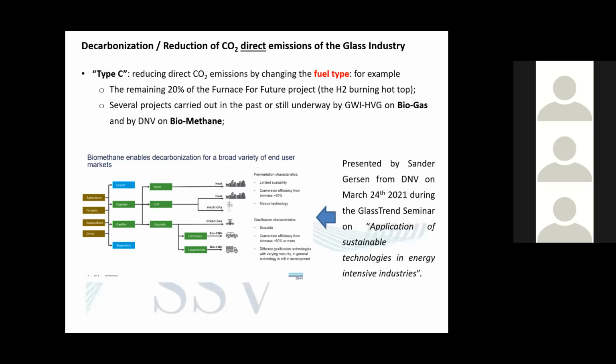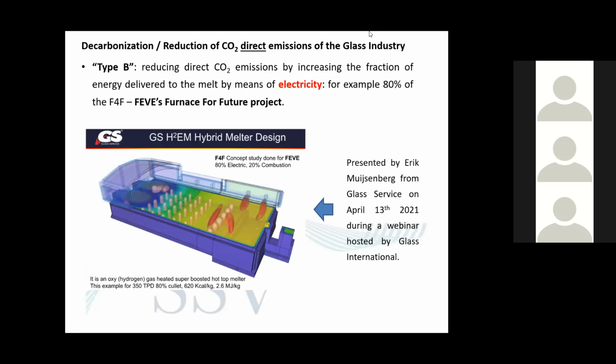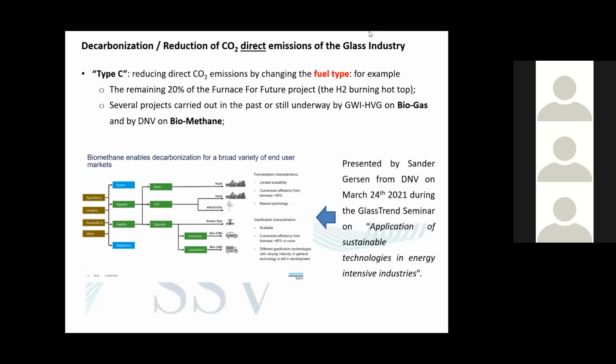Type C. In type C, for reducing CO2, there is a change of the fuel type. For example, for the FEVE furnace for future project, 80% of the energy is given by electricity. The remaining 20%, for example, is given by hydrogen. And other projects at the moment are those made by GWI and HVG, based on biogas, or by DNV on biomethane.